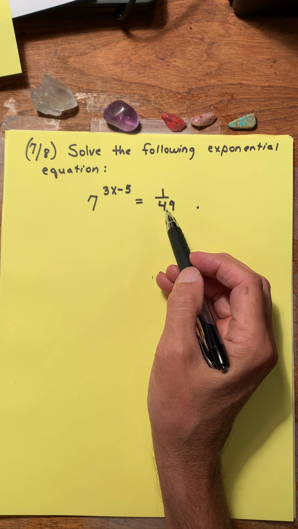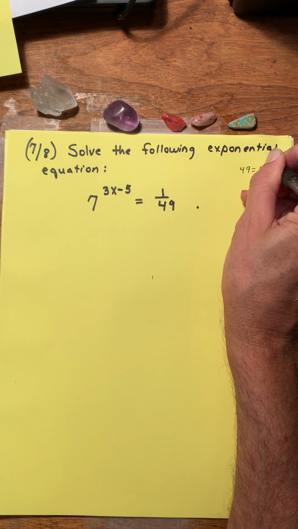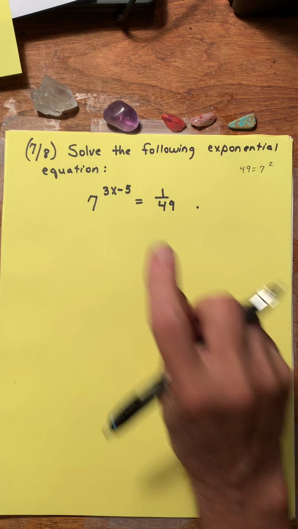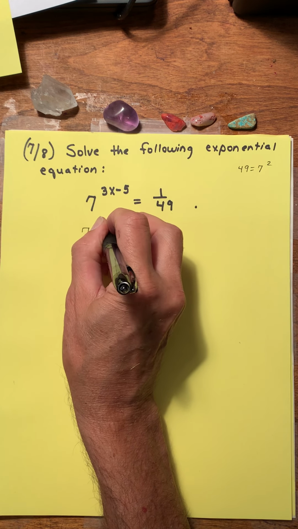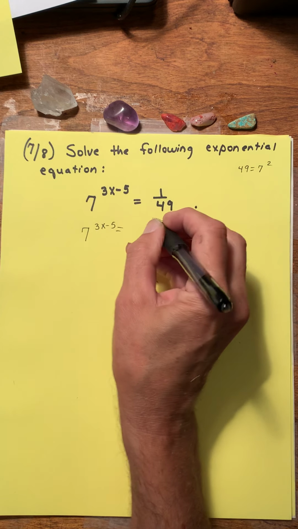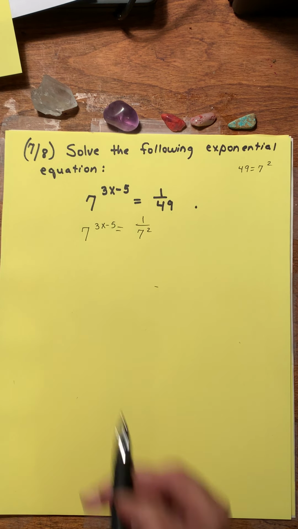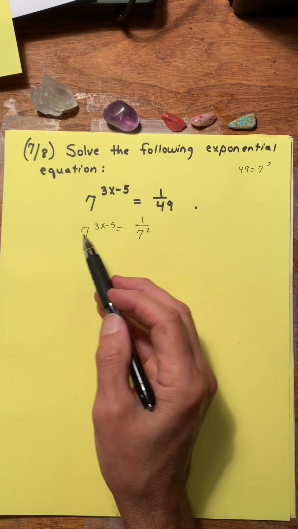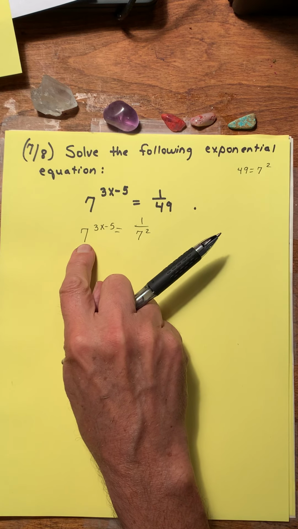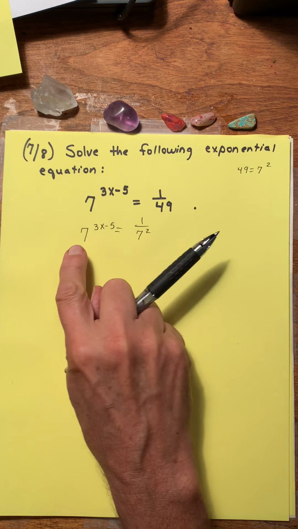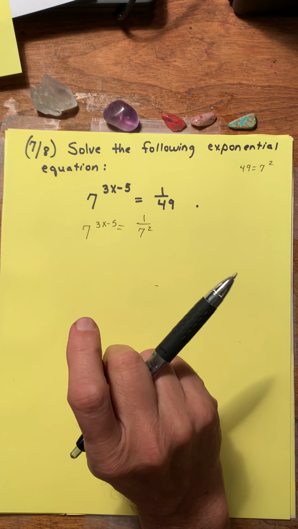You probably see 49. That's 49 is the same as 7 squared. So in the place of 49, I'm going to put 7 squared. So is this the same base, am I ready to go and equate my, no. This is 7, this is 1/7. So these are two different bases. This is 7 to that power, this is 1/7 to that power.